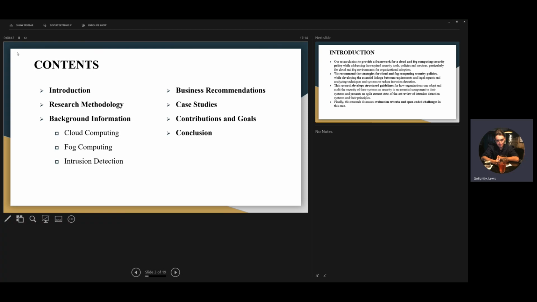So the contents are as follows. So introduction, research methodology, background information, which includes cloud computing, fog computing, intrusion detection, business recommendations, case studies, contributions and goals, and then finally conclusion.